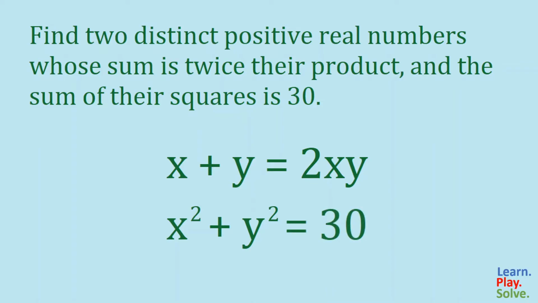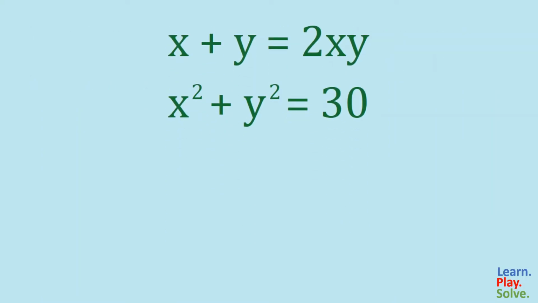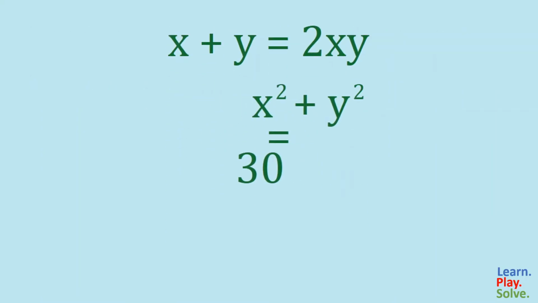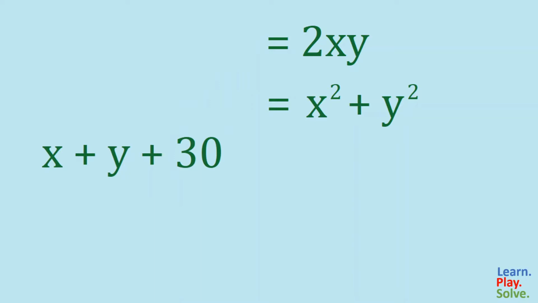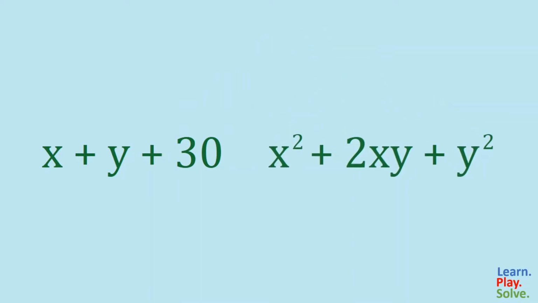What we have is a system of equations in two variables. We can solve this system by doing a series of substitutions. First, we'll flip the second equation, then we'll add these together to make a third equation. If we add the left sides together, we get x plus y plus 30. If we add the right sides together, we get x squared plus 2xy plus y squared.